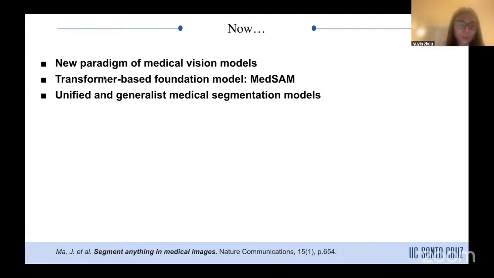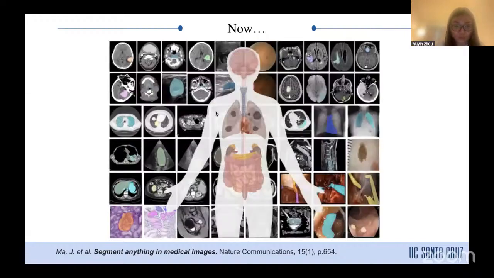Actually, the beginning of it is still due to the success of the transformer-based foundation model, which was previously used in the TransUNet as well. But now people find that by using the Segment Anything Model, which is the SAM model, we can also do the same thing in the medical domain. This was published in the MedSAM paper, Segment Anything in Medical Images, in Nature Communications. So this basically opens the door for unified and generalist medical segmentation models.